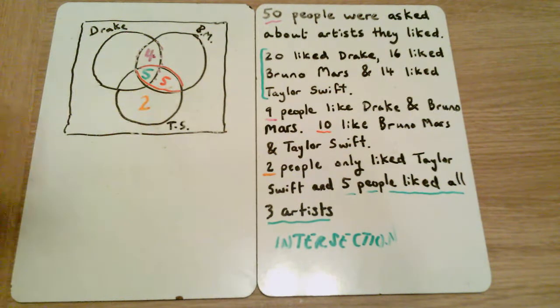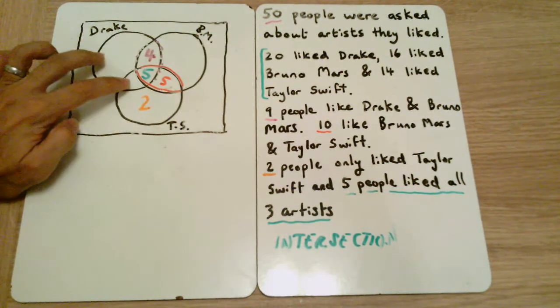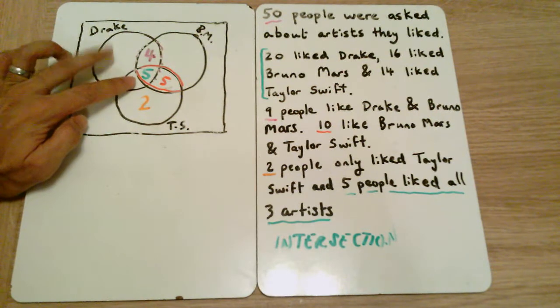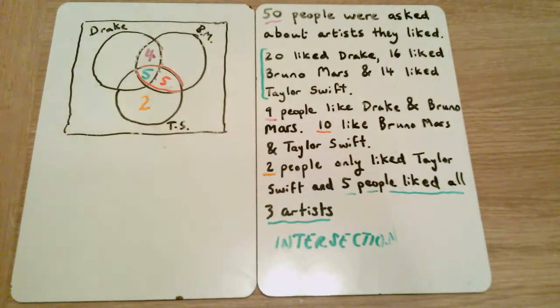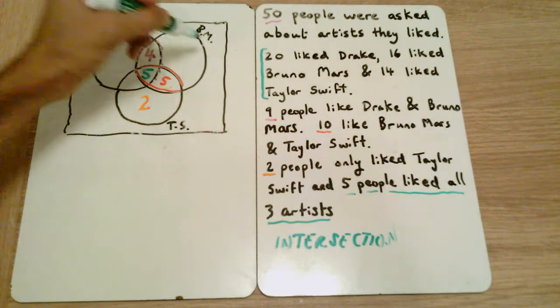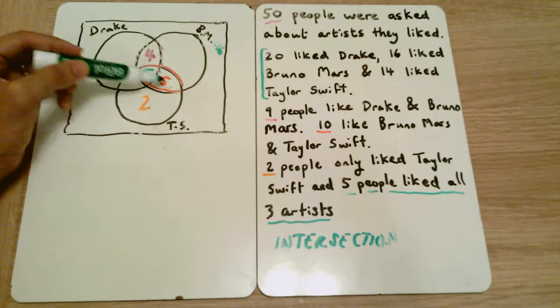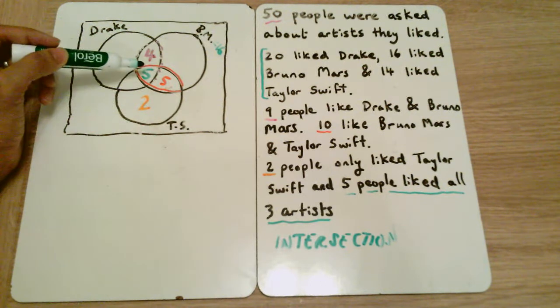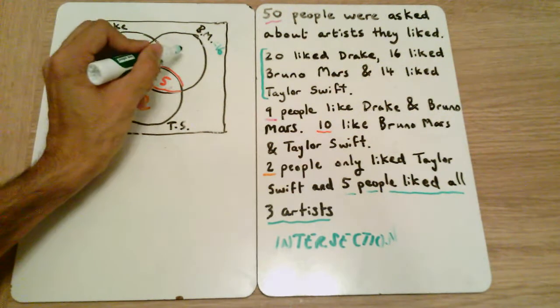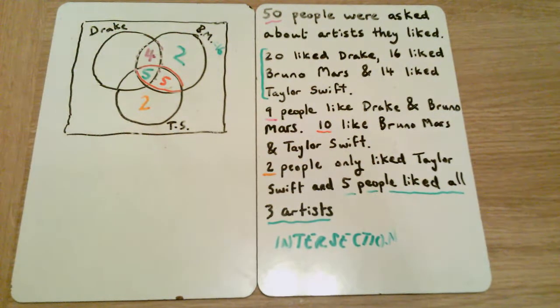The next thing is to fill in the different areas which we can fill in. It says 20 people liked Drake. Now that requires us to have knowledge of these two, so we can't do the bit about Drake yet. But 16 liked Bruno Mars. If 16 liked Bruno Mars, it means this whole circle here has to add to 16. So 4, 5, and 5 is equal to 14, which means that we have 2 left over to make our 16.